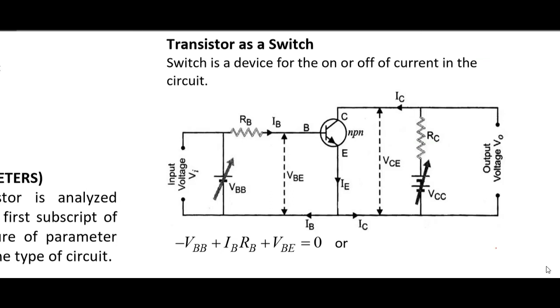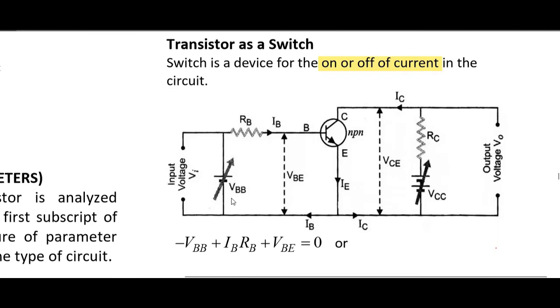Today's topic is transistor as switch. A switch is a device which turns the current in the circuit on or off. This is the switch, note it down. This is the input voltage of the switch.